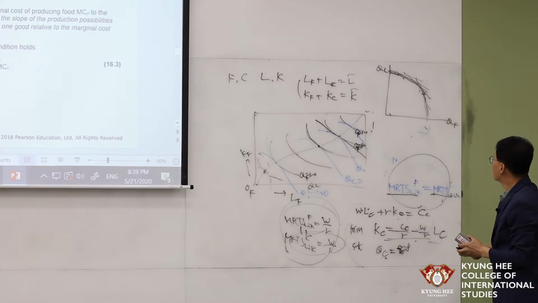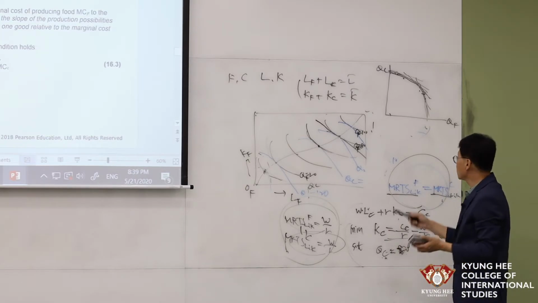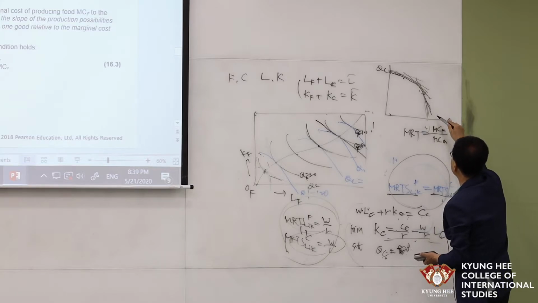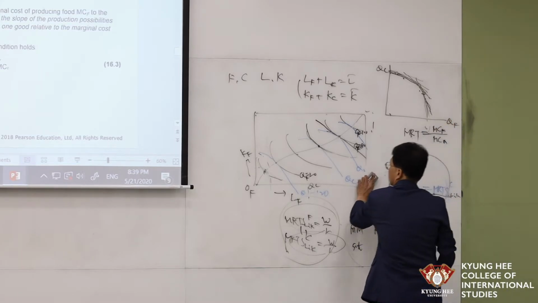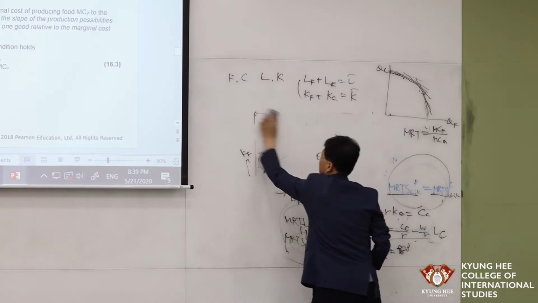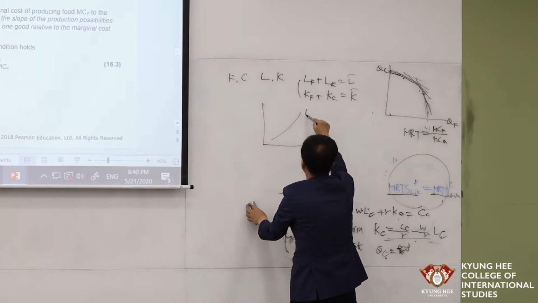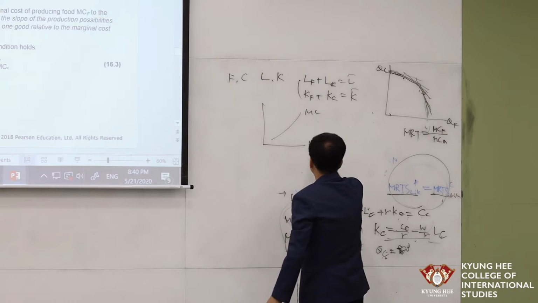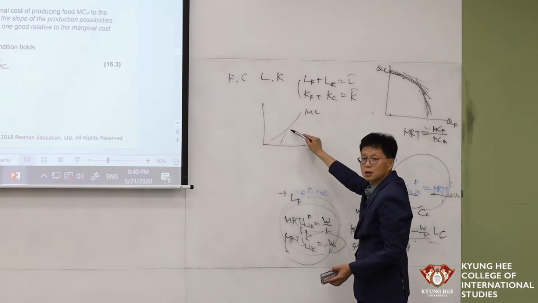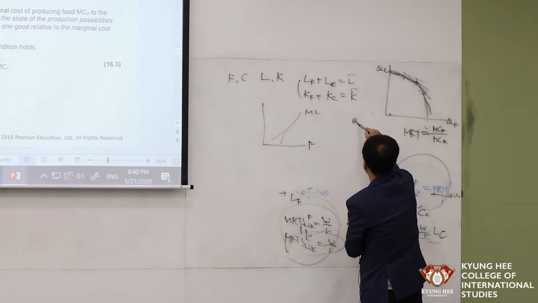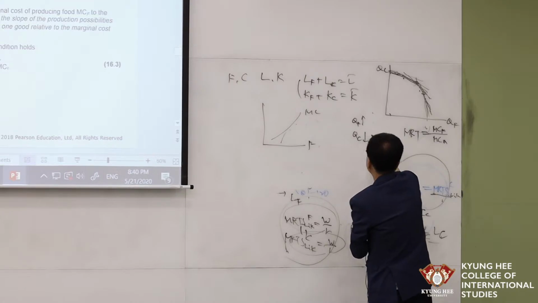Slope of the production possibility frontier, that is MRT, right? MRT increases and increases. So MRT is equal to the marginal cost of food divided by the marginal cost of clothing production. We are moving this way, more production. So in partial equilibrium analysis, we know that the marginal cost curve increases like this. For example, when food production increases, then marginal cost increases, right? So we are moving this way. When we move this way, what happens? Production of food increases, production of clothing decreases, right?